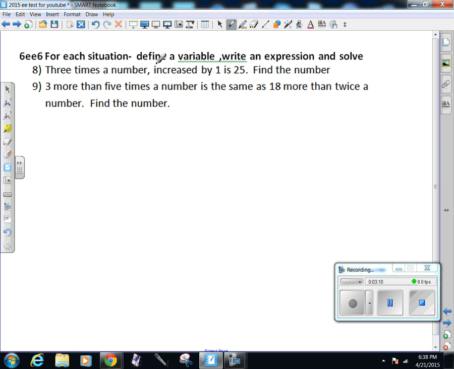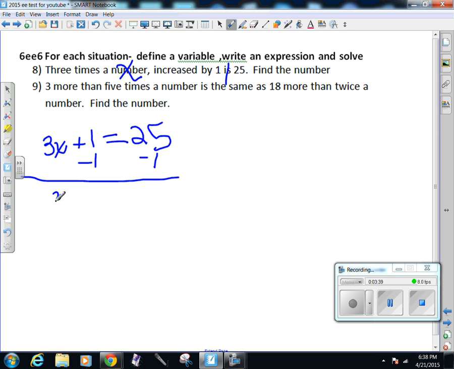Okay, next one. Define a variable, so I'm going to call it x. Write an expression and solve. 3 times the number increased by 1 is 25. So follow the order of operations in reverse. Subtract 1 from both sides. So 3x equals 24. Who's the variable? x. What's happening to it? It's being multiplied by 3. So I need to divide both sides by 3. And then I'll get my answer.